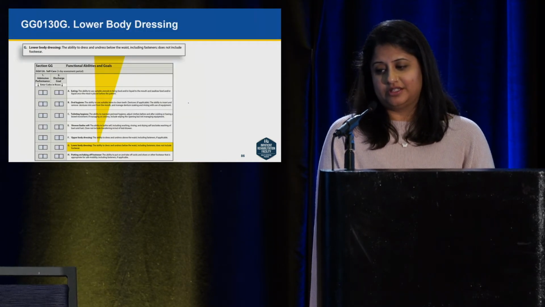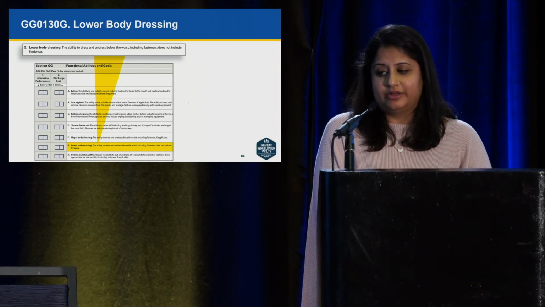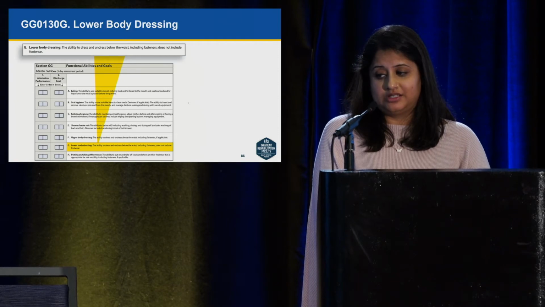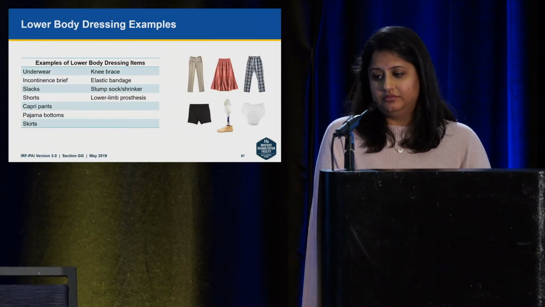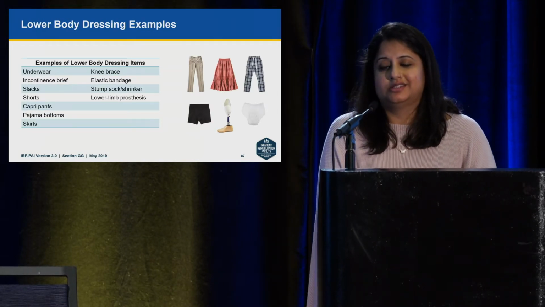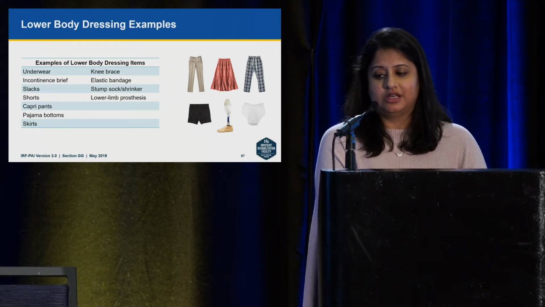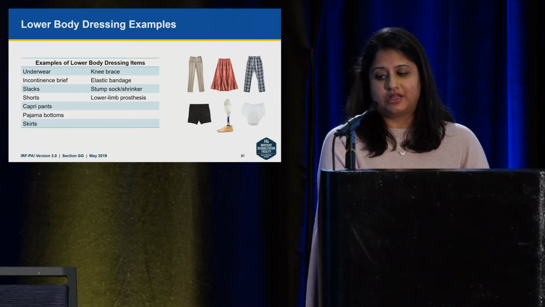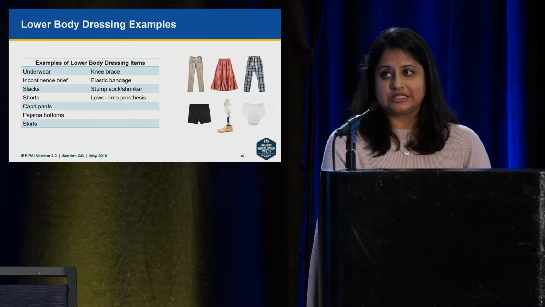All right, we're going to move on to lower body dressing now, and that's GG0130G. And this is the ability to undress items below the waist, including fasteners, and it does not include footwear. So again, some examples of lower body dressing items. Again, this is not an all-inclusive list. The examples are underwear, incontinence briefs, slacks, shorts, capri pants, pajama bottoms, skirts, knee braces, elastic bandages, stump socks or shrinkers, or lower limb prosthesis.